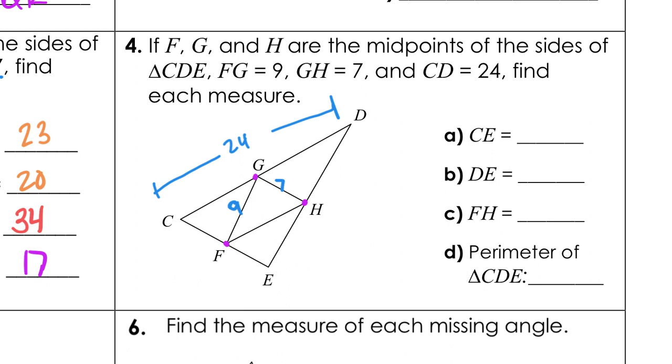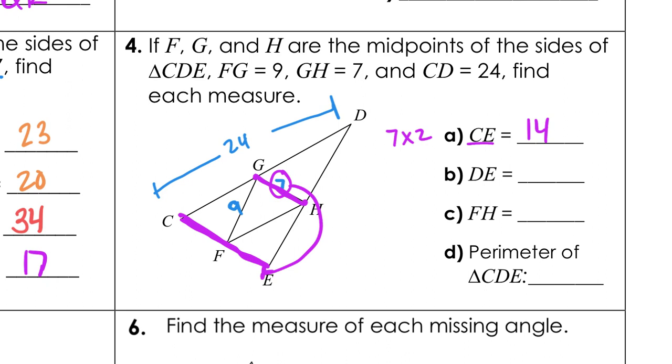So the first thing they're asking for is CE, which is this side of the triangle. So you want to try to find a mid segment that's parallel to that. That would be this one. And if you take 7 and double it, that would equal the side, right? So 7 times 2 is 14. So that one's all done.